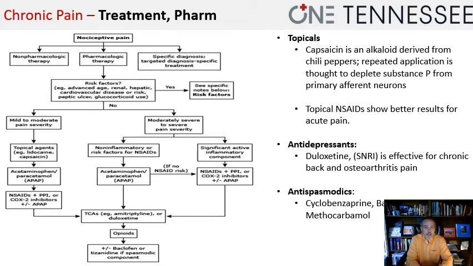Antispasmodics like cyclobenzaprine, baclofen, and methocarbamol, or muscle relaxers, can help reduce the muscle twitching that might be exacerbating an acute pain syndrome or even a chronic pain syndrome.